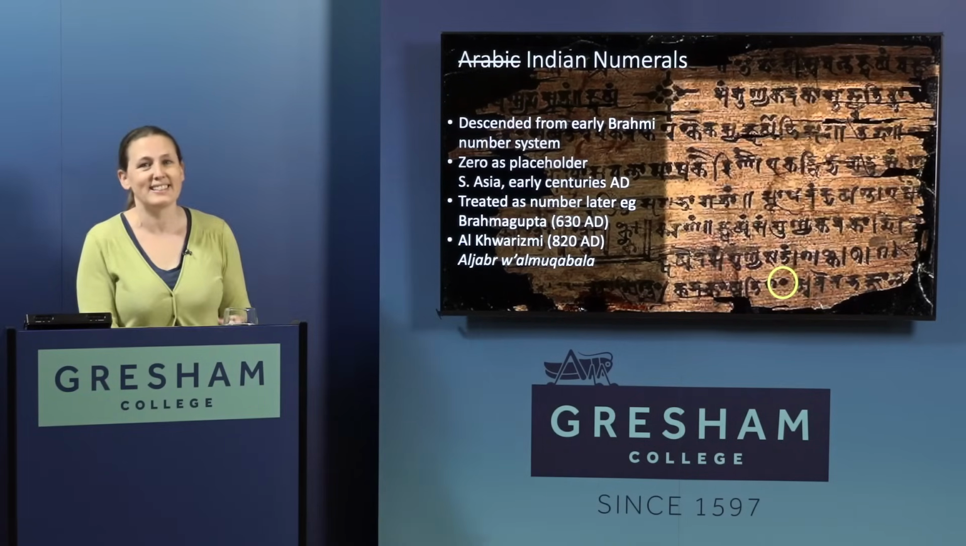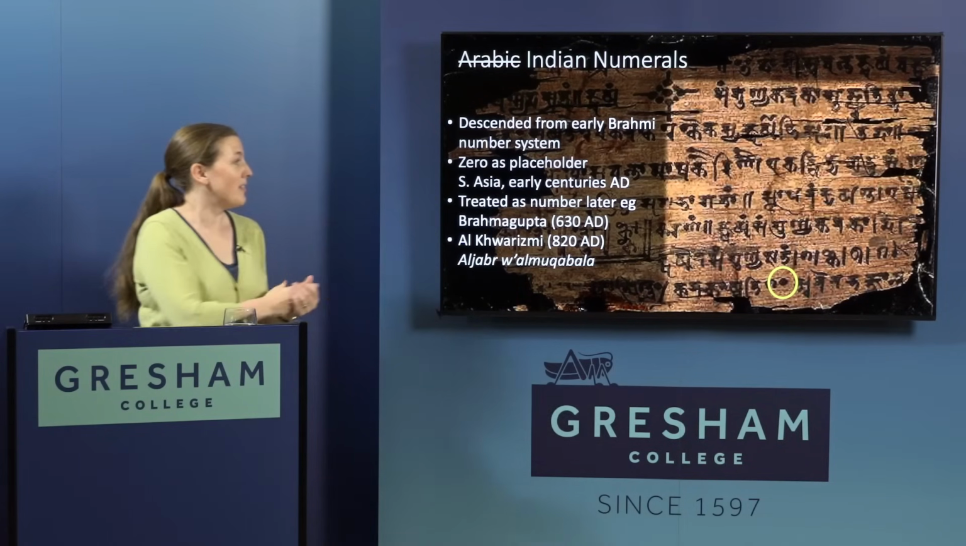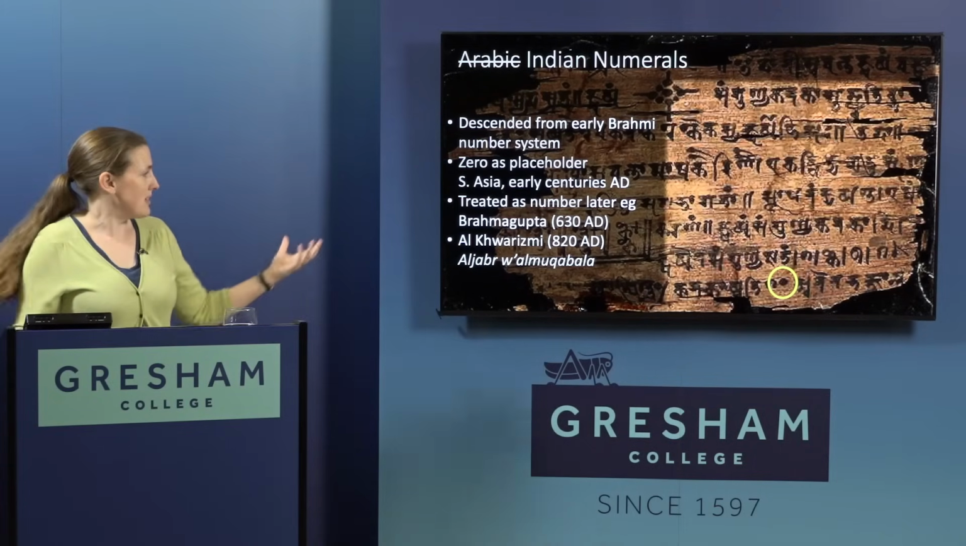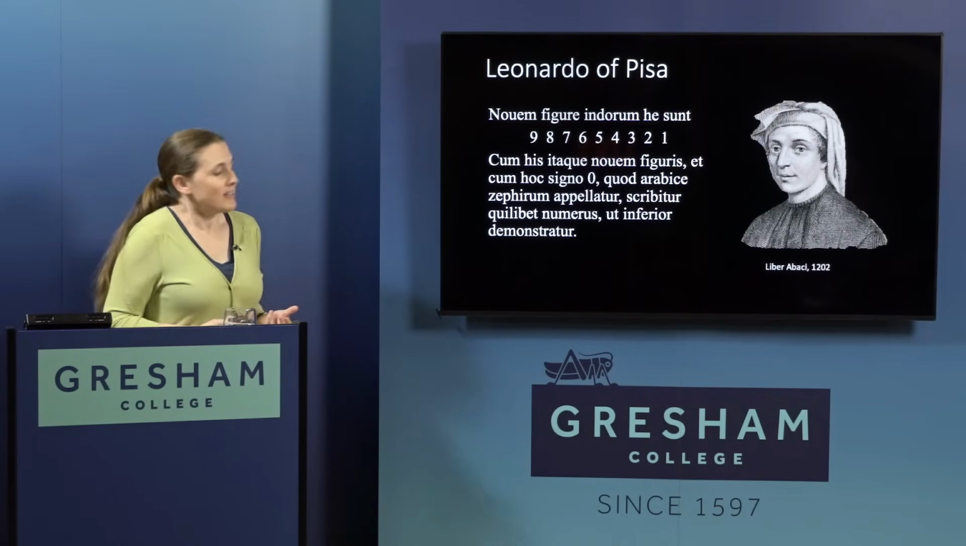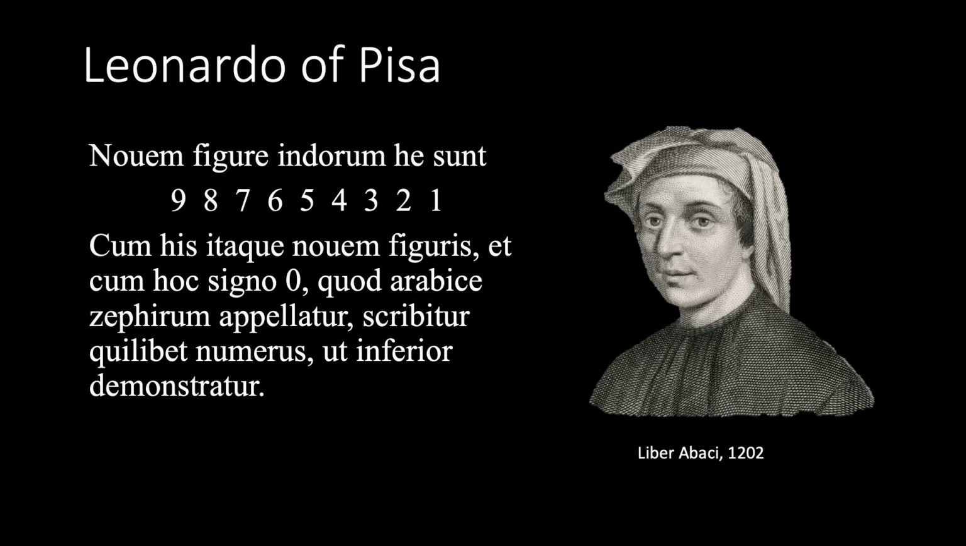Al-Khwarizmi's work was translated into Latin. It was seen in the West actually a lot earlier than when the numbers really caught on, but it really was through trade routes that these numbers spread. And one of the people who was spreading them was this chap, Leonardo of Pisa, who is better known as Fibonacci. And his father was a merchant.